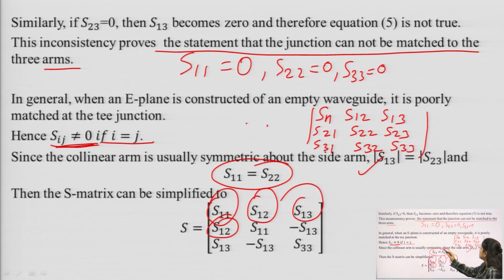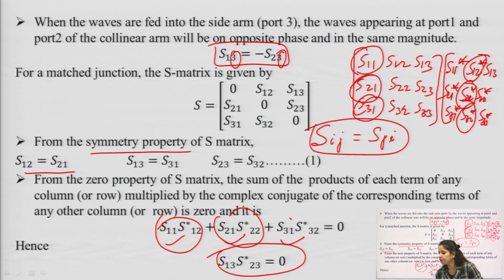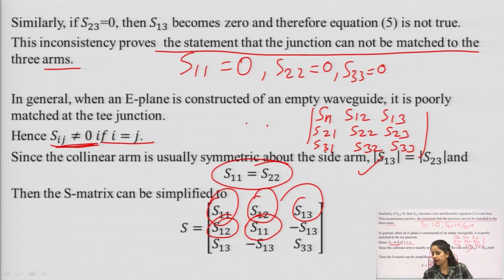We are saying that the terms are collinear. So, S11 is equal to S22. So, S22, S11. By the E plane T, what is the first we are getting? That S13 should be equal to minus of S23. That means that when the signals are fed in the third port and it is coming out of port 1 and 2, the magnitude will be same, but the direction will be different.